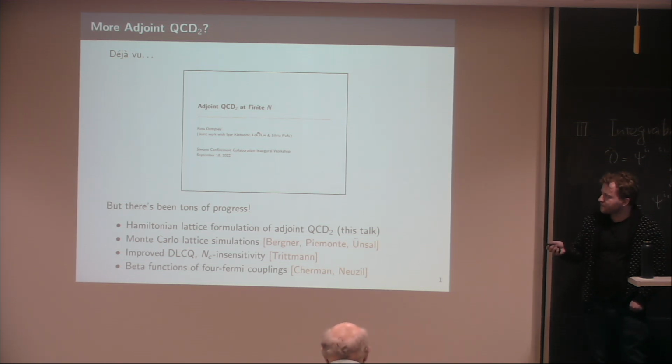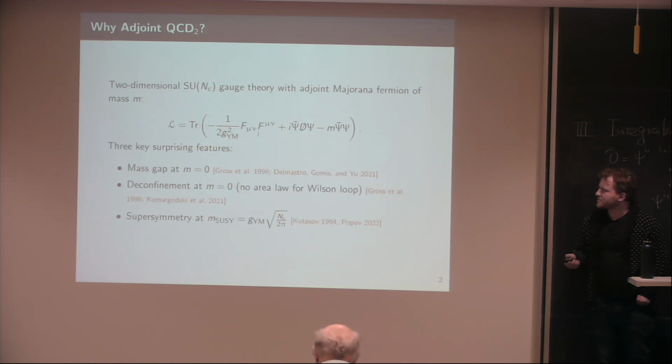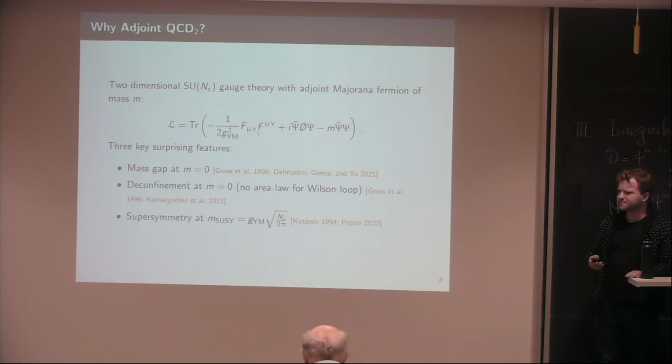So lots is happening. For the few members of the audience who have not worked on this model, let me give a brief review of it. This is going to be two-dimensional gauge theory. I'm going to take the gauge group to be SU(N). Almost everything I say can be ported to other gauge groups, but I'm just going to take SU(N) for simplicity. And then we couple it to an adjoint Majorana fermion with some mass m.